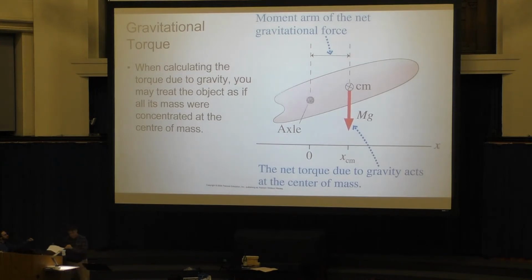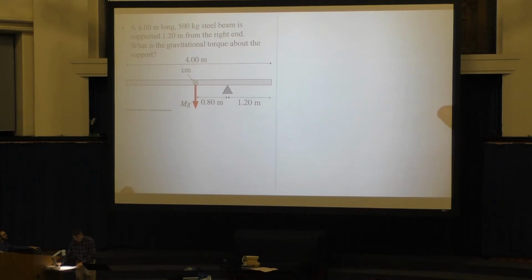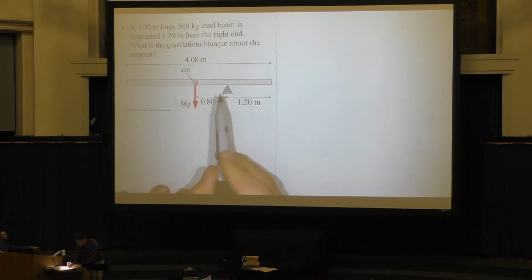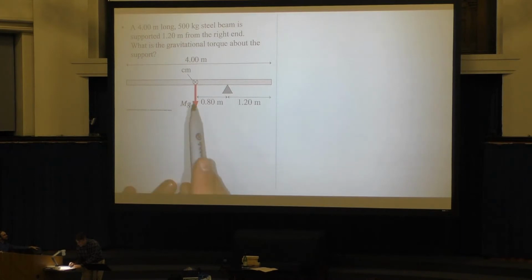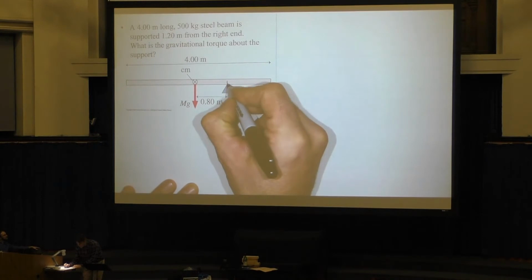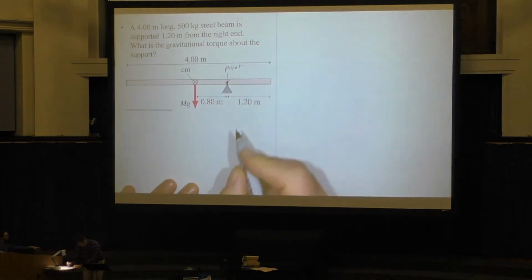So, example, if you have a 4 meter long, 500 kilogram steel beam, and it is supported 1.2 meters from the right end, what is the gravitational torque around the support? So this is the pivot, where you calculate all your torques.